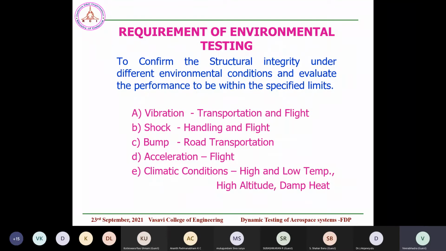As I said, in defense and aerospace, the subsystems are very critical. So the functionality of each subsystem under these environments, whatever it is going to experience, has to be checked before. Those environments will be simulated. For example, I've listed here where we typically get vibration, like in transportation and flight, meaning actual launch. Shock again in handling and flight. Bump is due to transportation. Acceleration due to flight. Climatic conditions can be both operation and storage.